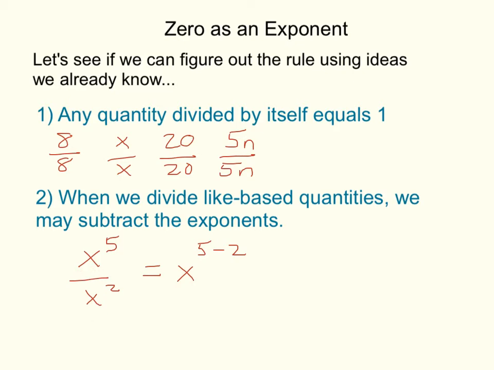Let's take these two ideas and apply them to 0 as an exponent. Let's pick a random variable, b to the 8th, over b to the 8th, and you agree that this is a case of a quantity over itself, so that should be equal to 1. Anytime we take a quantity and divide it by itself, it should give us 1.